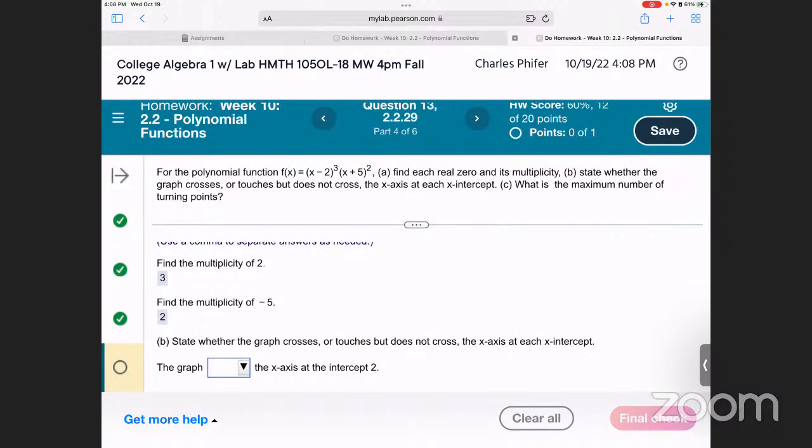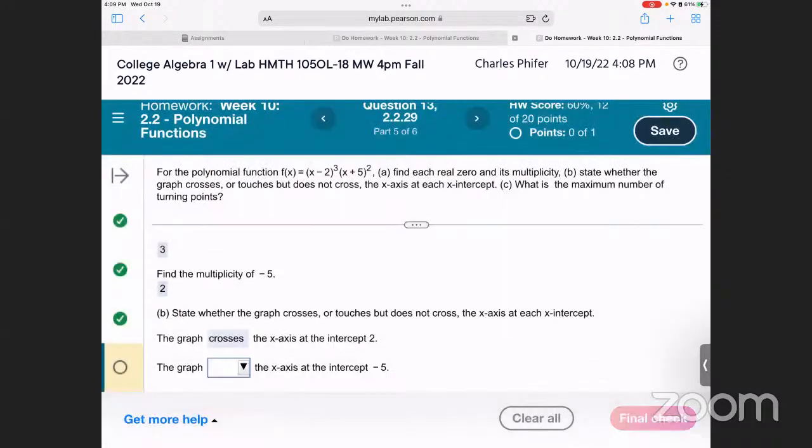So when we're looking at the 2, that had an odd multiplicity, so it's going to cross the x-axis. And when we're looking at the -5, it had an even multiplicity, so it's going to bounce off the x-axis.